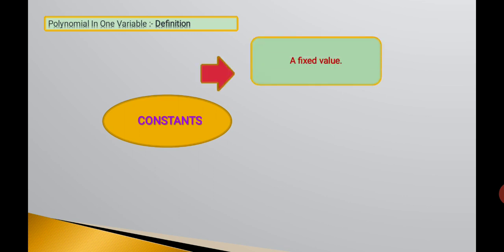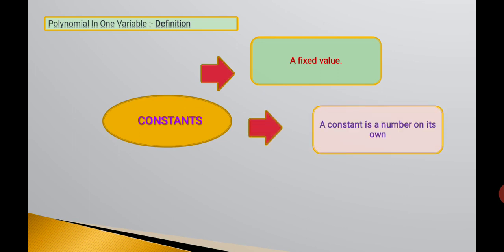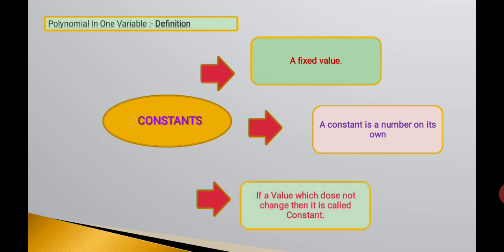What is a constant? Constants are fixed values. That value must be fixed. Let me take an example, 5. 5 is always 5. In any example when we take 5, the value of 5 is fixed. A constant is a number on its own, and a number that does not change is called a constant. Constants are steady, they do not change, they have fixed value.